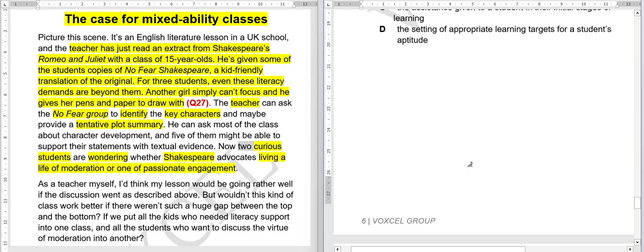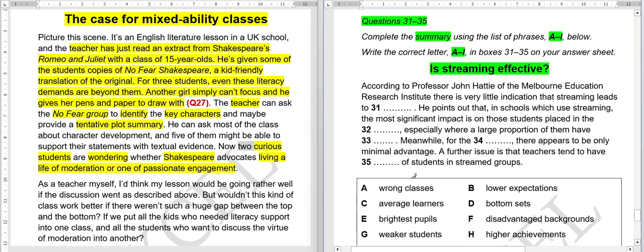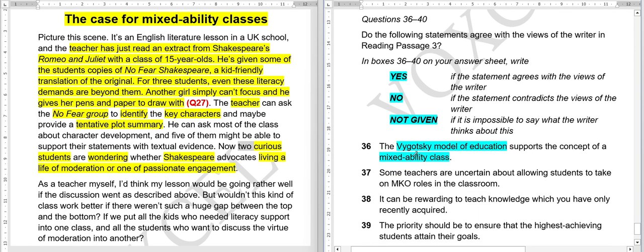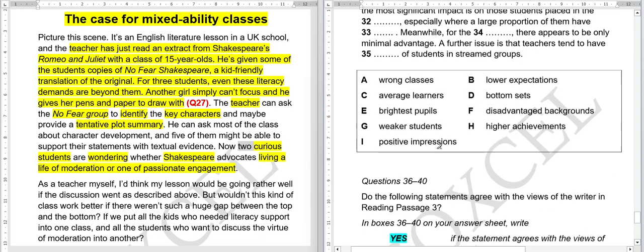Now, do we need to read these questions? Is there any mention of streaming is effective or effective streaming, something like that? Or let's read the information first. According to Professor John Hattie of Melbourne Education, is there any mention of Professor John Hattie? No, there is no mention of that, so we do not need to worry about this. Is there any mention about Vygotsky model of education? There is no mention of this, otherwise we would have identified this word.